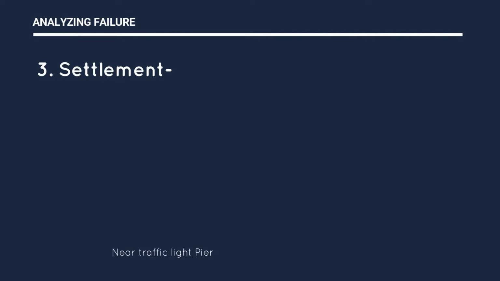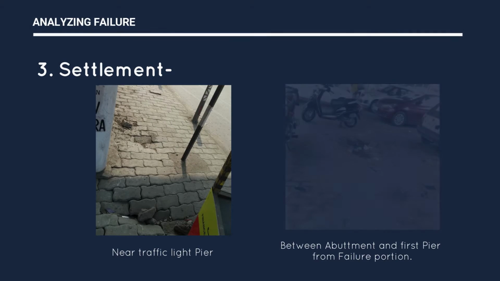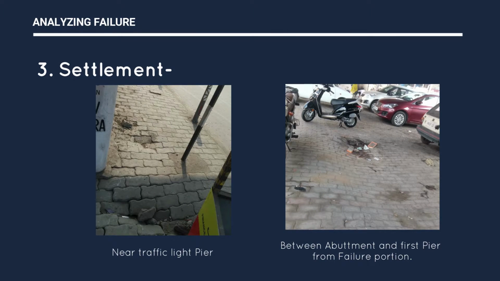And third is settlements. There are two settlements at ground level, first near the traffic light pier, and second in between the abutment and the first pier from the failure portion. These settlements are mainly caused due to consolidation of soil, improper compaction, and unexpected loads.